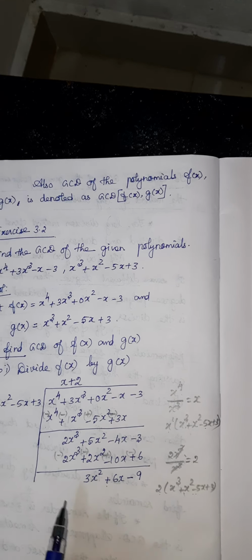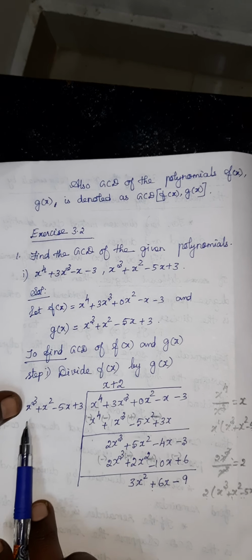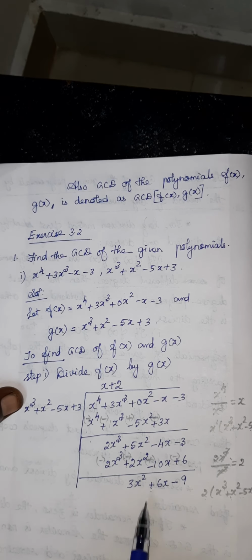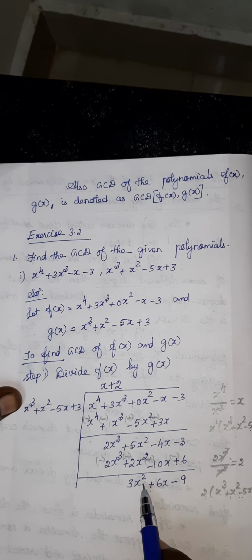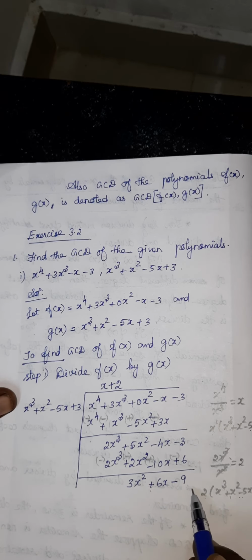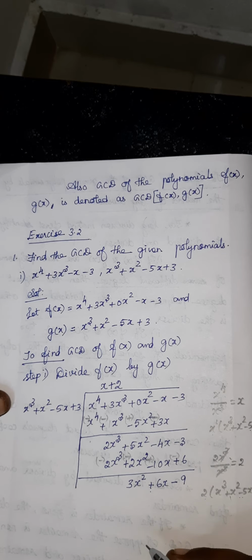Okay, now you see the divisor degree is 3 and this remainder degree is 2. Now the degree is smaller, so we cannot continue the division. We can conclude that the remainder is not equal to 0. So we have to do this again, the same procedure.